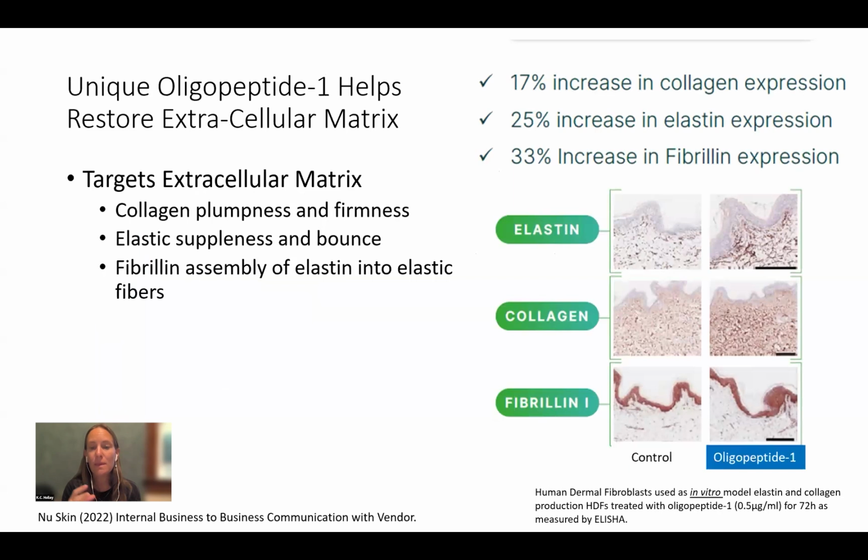So in this evaluation, which used human dermal fibroblasts in vitro, so it's a model, we looked at elastin and collagen and fibrillin, and you can see that there was a 17% increase in collagen expression, a 25% increase in elastin expression, and a 33% increase in fibrillin expression with this oligopeptide by itself over control.